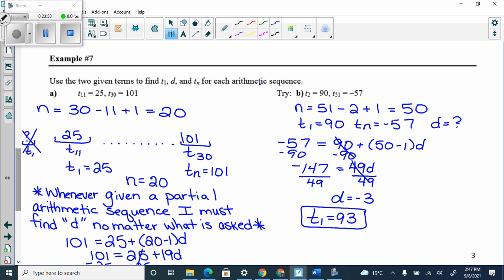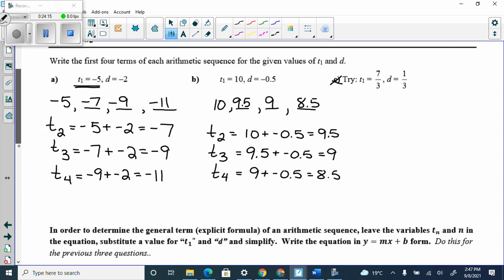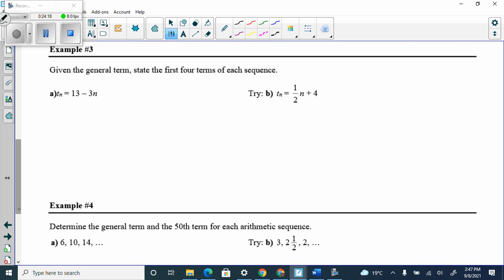We're actually going to flip back to example 3. I saved the best for last. Example 3. Tomorrow we move on to arithmetic series, which is when you take sequences and you add them up. So you add up the first 10 terms. How much would it total? Ooh, I went a little ahead here. So we're at example 3.